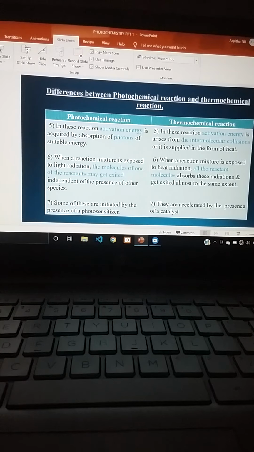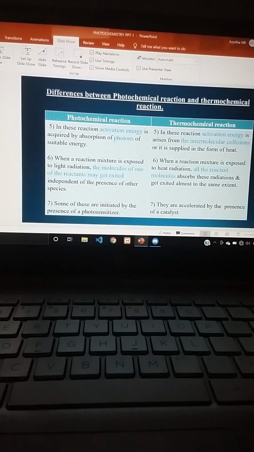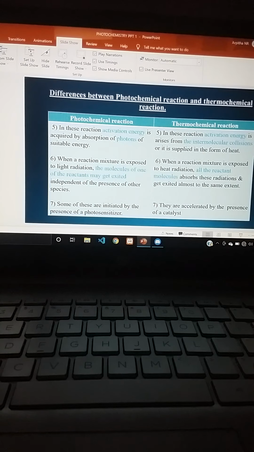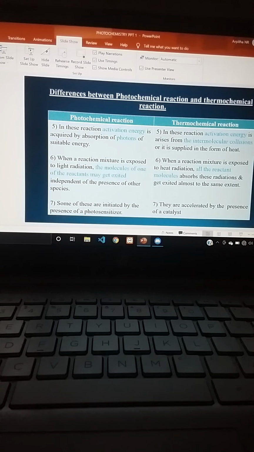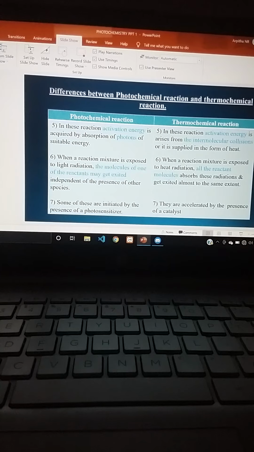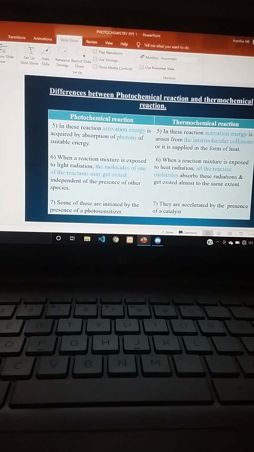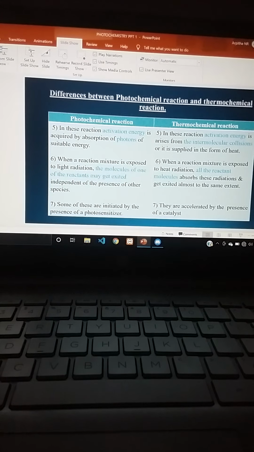Whereas in a thermochemical reaction, if the reaction mixture is exposed to heat radiation, all the reactant molecules absorb this radiation and get excited almost to the same extent. The last difference is that a photochemical reaction is initiated by the presence of a photosensitizer, whereas a thermochemical reaction is accelerated by the presence of a catalyst.